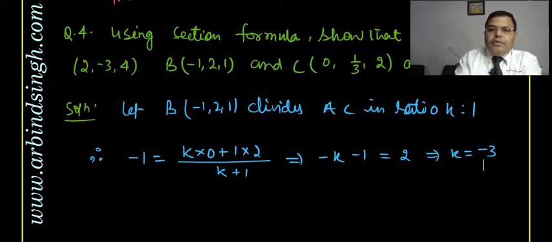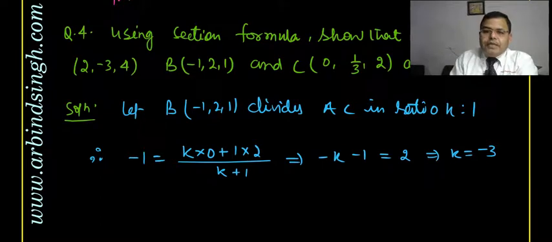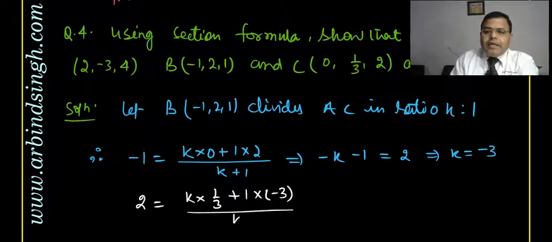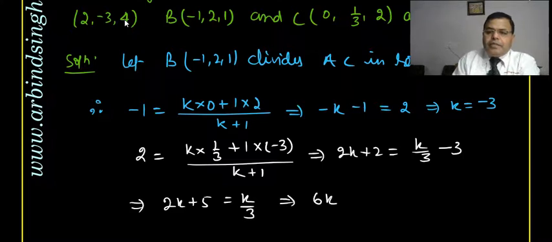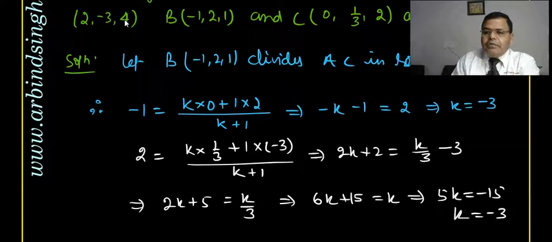Again, the y coordinate, that is 2, is equal to K into 1 by 3 plus 1 into minus 3 divided by K plus 1. So that will be 2K plus 2 is equal to K by 3 minus 3. So that 3 will come to this side, so it will be 2K plus 5 is equal to K by 3. So 6K plus 15 is equal to K, and that is 5K is equal to minus 15, and K is equal to minus 3 again.